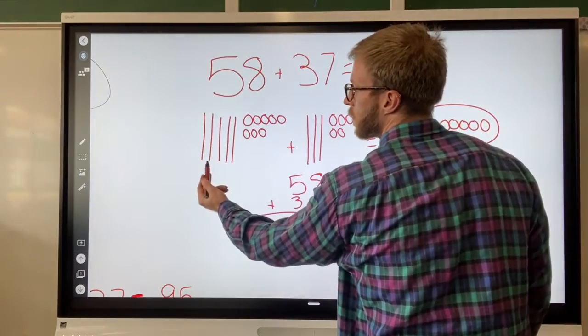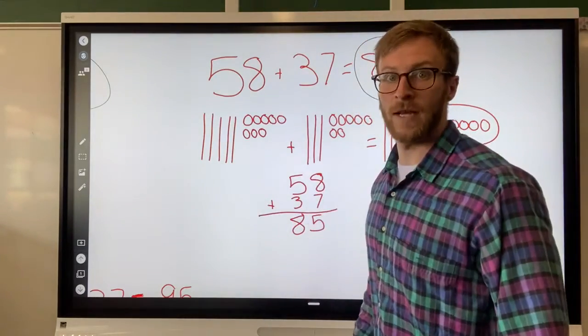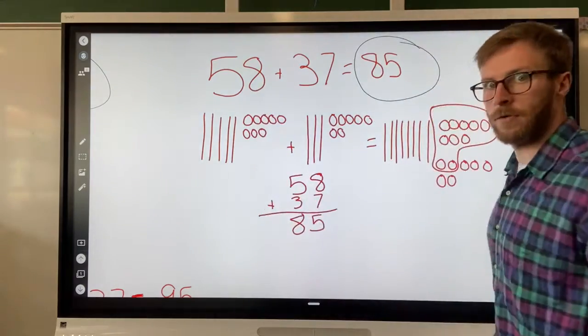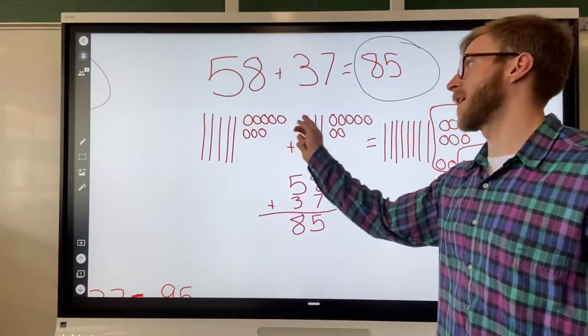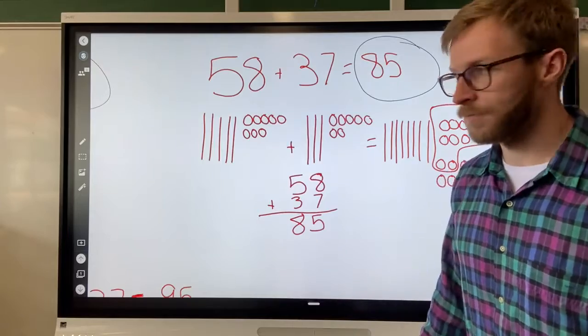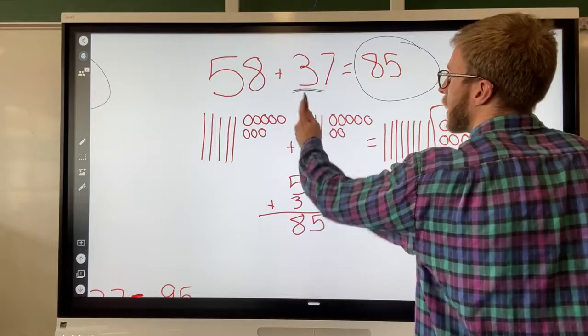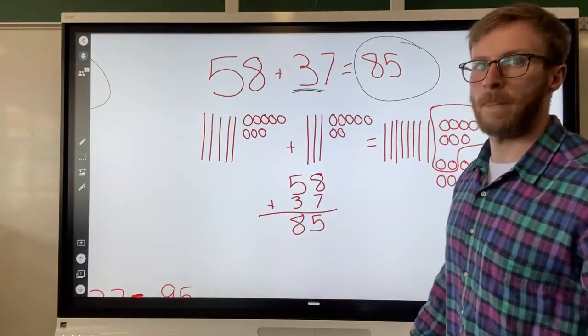5 tens. 1, 2, 3, 4, 5. Are there 5 tens? Yep. There's 8 ones. Do we have 8 ones drawn out right here? We have 5 and 3. That makes 8. Then we have the number 37. We have 3 tens. Do we have 3 tens right there? Yes, we do.